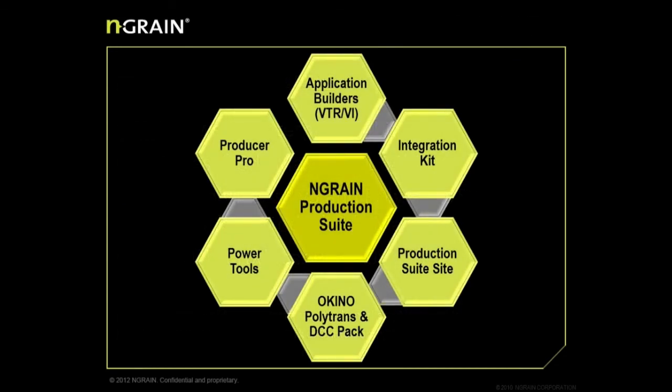So the production suite is the most comprehensive set of tools for rapid development of interactive 3D training and support applications. With it, you get the Okino Polytrans converter capability that you just saw Roland demonstrating, as well as Producer Pro, where you can create your animations and real-time practice tasks, as well as a number of power tools that are going to be a topic of an upcoming webinar. The power tools are all about letting you work very efficiently and effectively in a studio environment. It also includes the application builders. The Virtual Task Refresher Builder is one example of that.